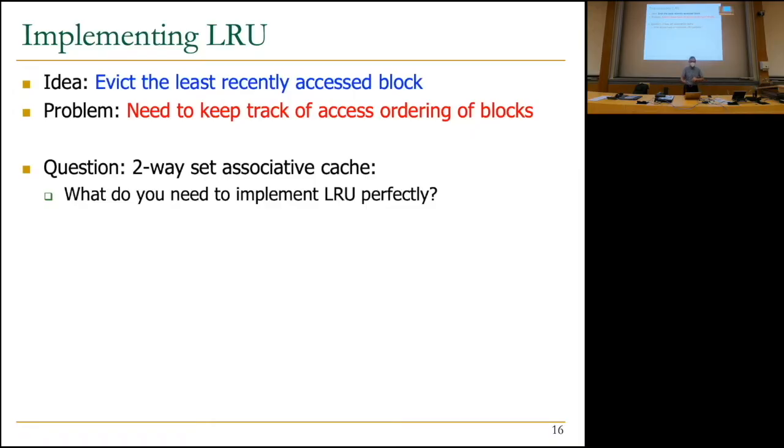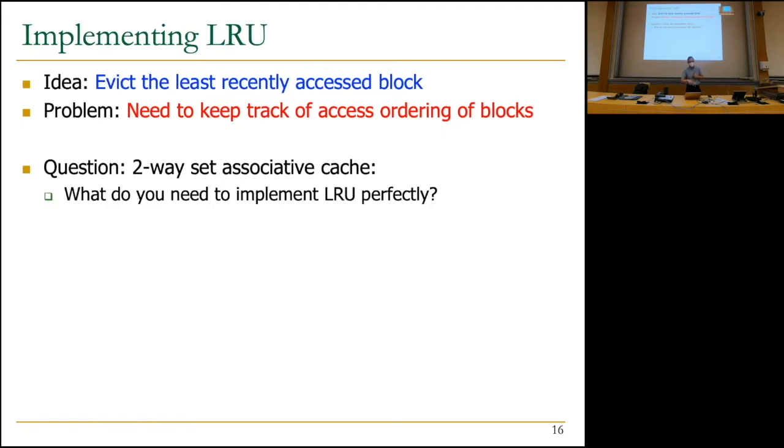So maybe I'll ask you the question. If you have a 2-way associative cache, how many bits do you need to decide which way is the least recently used? It's not a trick question, it's an easy one. Who says 1? Yes, 1 is the right number. Basically, there are 2 ways, and one of them is least recently used. The other must be the most recently used. And if you identify the least recently used one with 1 bit, saying way 0 or way 1 is the least recently used, then you can evict that one. And that basically is a complete ordering.